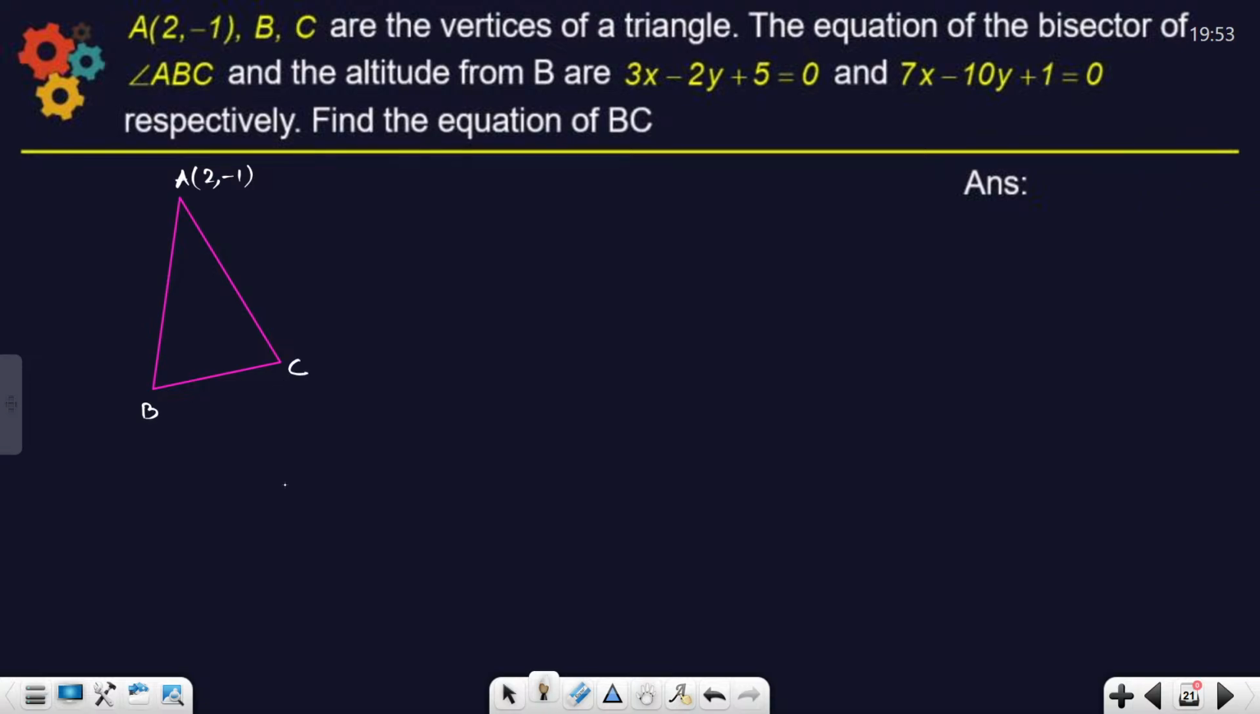The equation of the bisector of angle ABC. This is the angle bisector. This angle equals this angle. And the equation of this angle bisector is given, okay. And the altitude from B is, this is the altitude. If I draw a perpendicular, something looks like a perpendicular, na? Okay, let me just change the color of the pen so that you will understand it.